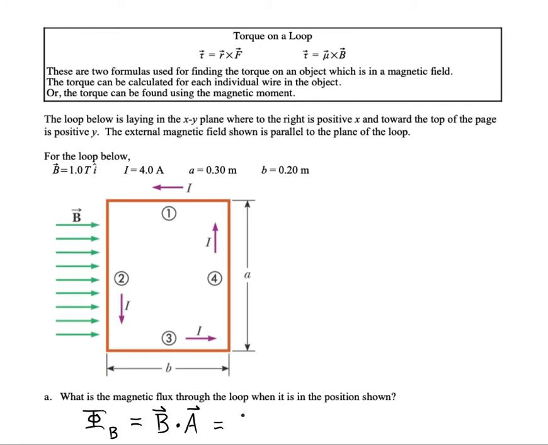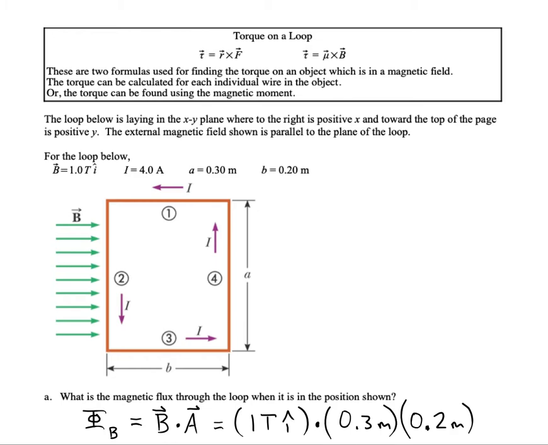All right, now one way we can show that, though, would be to write in the B field, which is 1 Tesla in the i direction. Then we want to dot it with what's called the area vector. To get the area vector, we would just multiply the length times width, 0.3 meters times 0.2 meters. And then we have to give it a direction too.